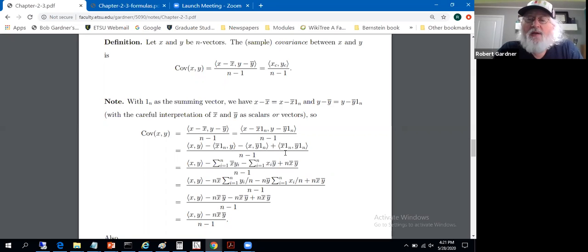All right, over here, we've got a vector of all x bars and a vector of all y bars, the scalar, and we'll take a dot product of those, inner product, and we'll get x bar times y bar, first component, plus x bar times y bar, second component, plus, and so on, so n times x bar y bar.